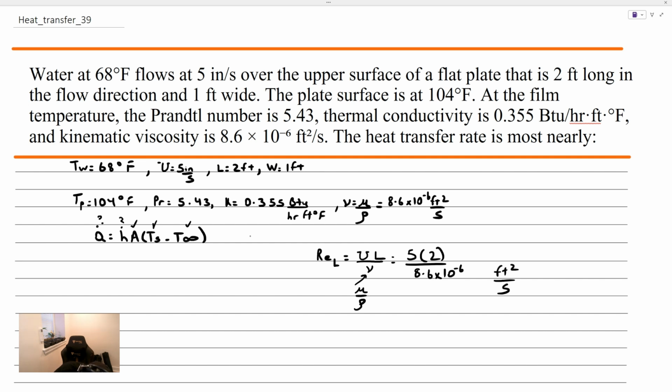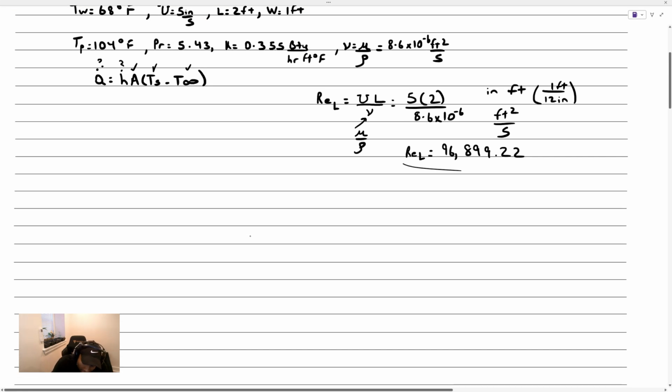If we look at the units here, we have foot squared per second in the denominator. We have a foot and then an inch in the numerator, so we need to convert that inch to feet. What we can do is, in 12 inches, there's a foot, so we go ahead and convert that. If we calculate what this is, 5 times 2 is 10, over 12, divided by 8.6 times 10 to the minus 6. We get a value here equal to 96,899.22.